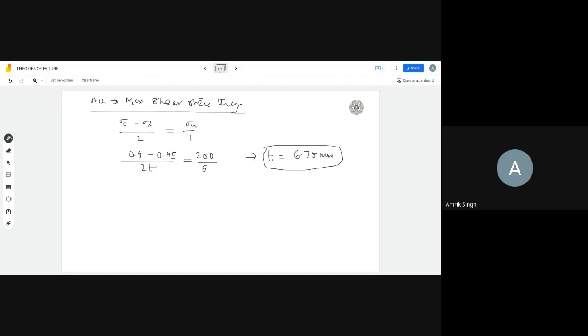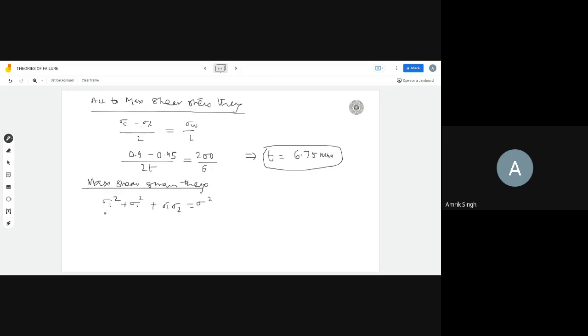So if we calculate according to the maximum shear strain theory, then it will be sigma 1 square plus sigma 2 square, because a two-dimensional case, plus sigma 1 sigma 2, and this is equal to sigma square or the working stress.